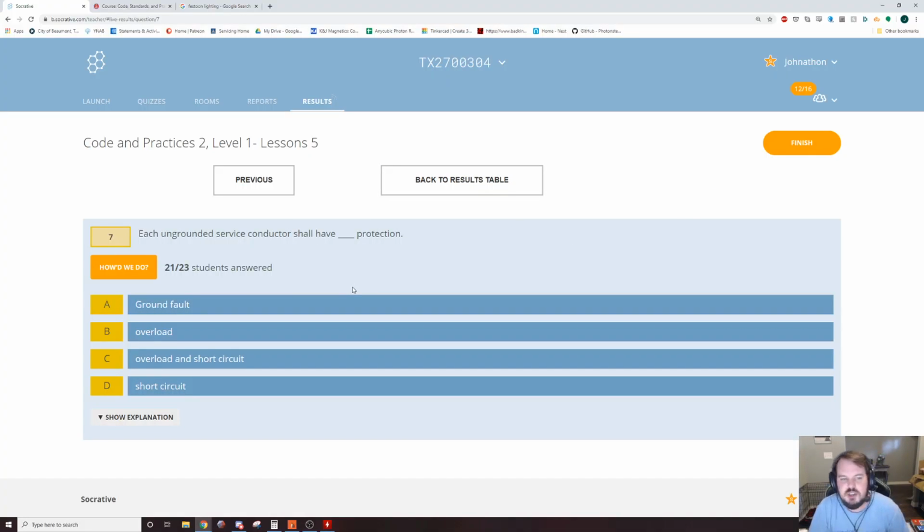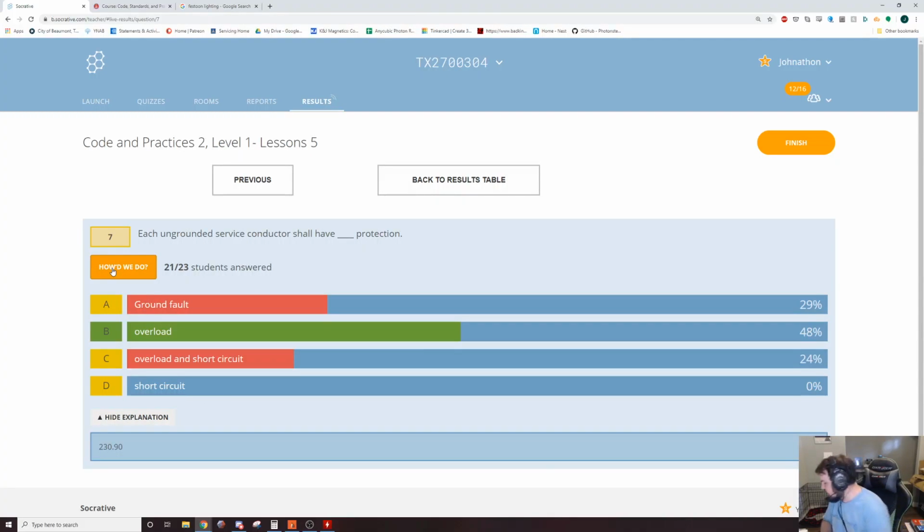Then each ungrounded service conductor shall have blank protection. It's got to be overcurrent. Let's see. I was like, it's got to be like ground fault or something protection or overload protection. But that's kind of all of the answers. Overload protection. Okay. I like it. 230.90. And that's service equipment overcurrent protection. That whole section is overcurrent protection. It's a part you could get from the table of contents pretty easily.